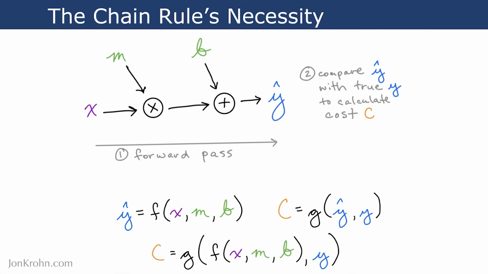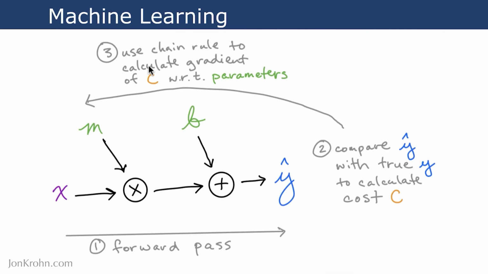So either way, whether there's just 2 nested functions like we have here or thousands of nested functions, the chain rule is necessary for us in order to calculate the gradient, the slope of our cost C with respect to our model parameters. This idea is something we are going to be focusing on in this subject of the Machine Learning Foundation series. It's going to be an even bigger part of the next subject, Calculus 2, on partial derivatives.